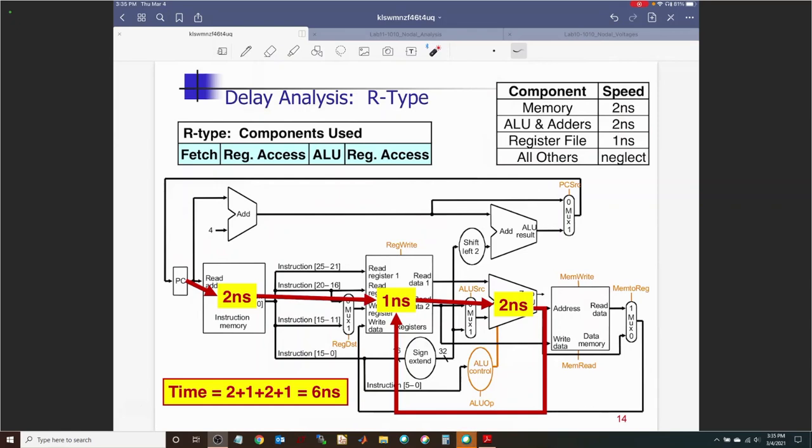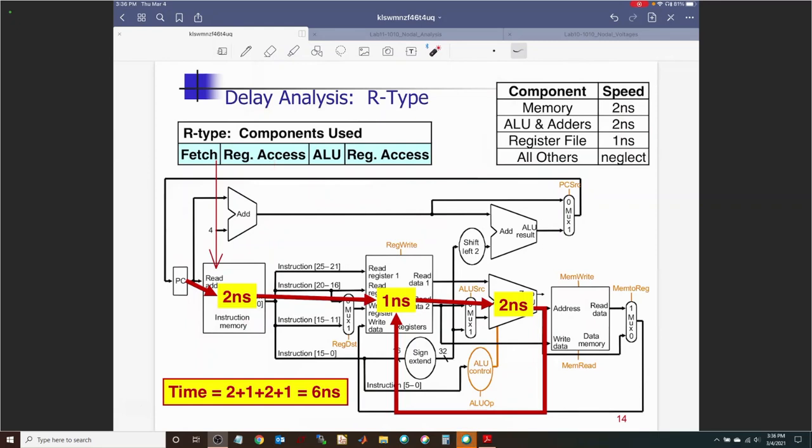So when you're working through an R-type instruction, you start with instruction fetch. Instruction fetch happens in the instruction memory. So let's talk about where this is happening. This guy is happening right here. Instruction fetch is the process of reading the instruction memory at the program counter location for the next instruction to be executed.